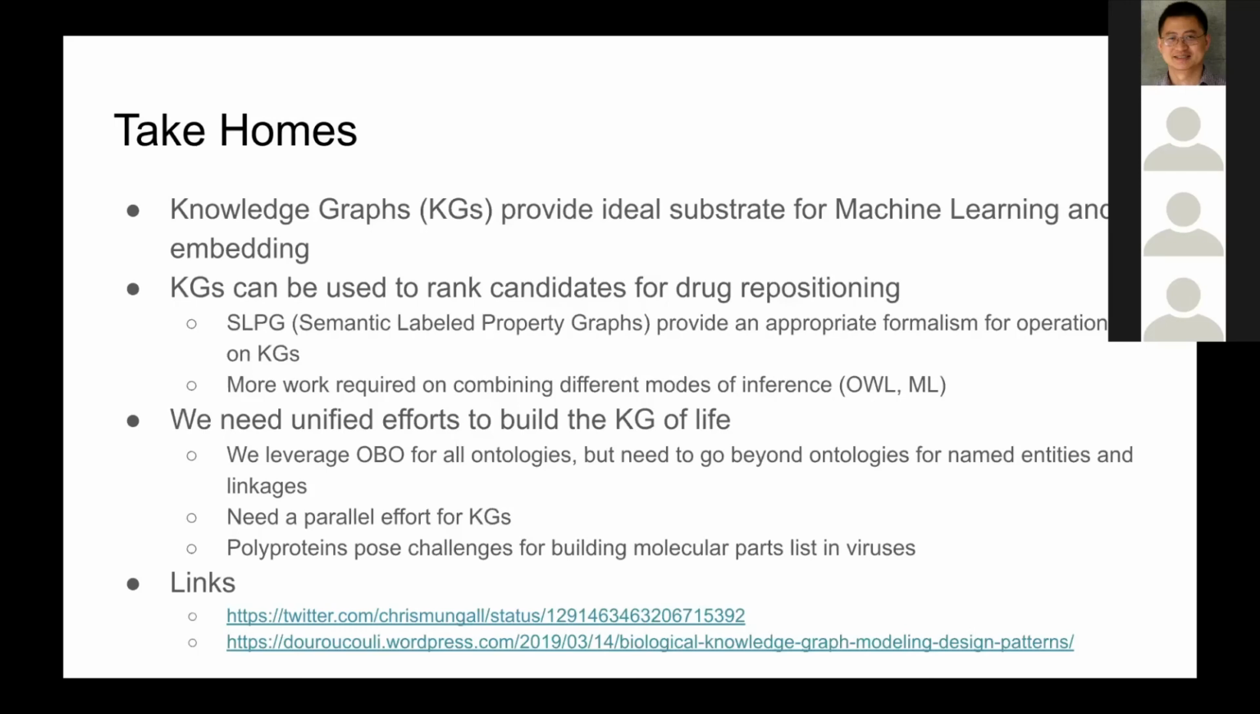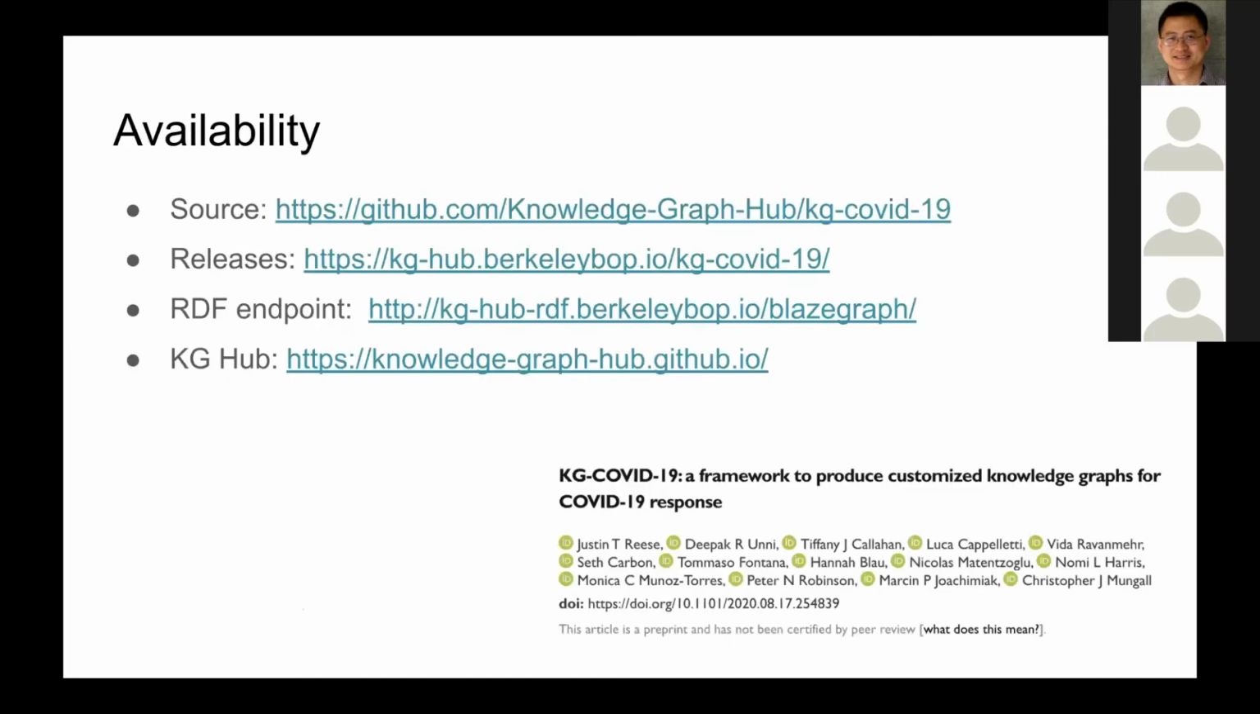And I think there's a number of, unfortunately I didn't have time to go into, other knowledge graphs out there doing complementary work, but I think we really need to do what many of us have done on the ontology side of things, where we need to really unify our efforts and bring some of these knowledge graphs together. Of course, we leverage OBO where possible in our knowledge graphs, but we need to go beyond ontologies to get a wide range of named entities and linkages between them. And so we really need some kind of parallel effort like OBO for knowledge graphs. And I've got some links down below for more discussion on some of these take homes.